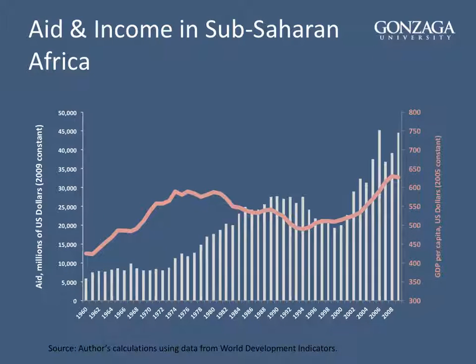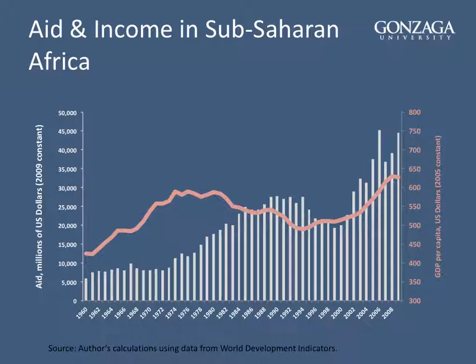But when we look at the data, we're looking at aid and income in sub-Saharan Africa. Two lines here. Aid is these white bars, and total GDP per capita for these countries is this red line up here. So a couple of trends. Starting in the 1970s, aid really took off. It dipped down in the 1990s a little bit, but aid really took off, especially here lately.